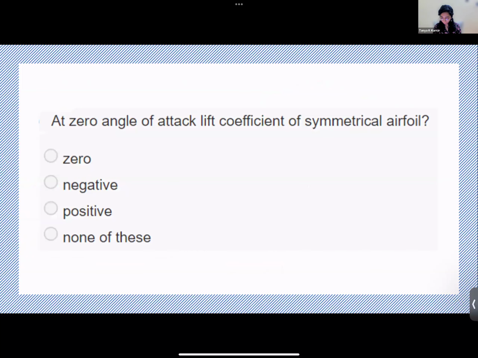Okay, let's look at the next question. At zero angle of attack, the lift coefficient of a symmetric airfoil will be. Very simple question. 0. Yes, correct. So you have your lift equation as CL naught plus CL alpha into alpha.